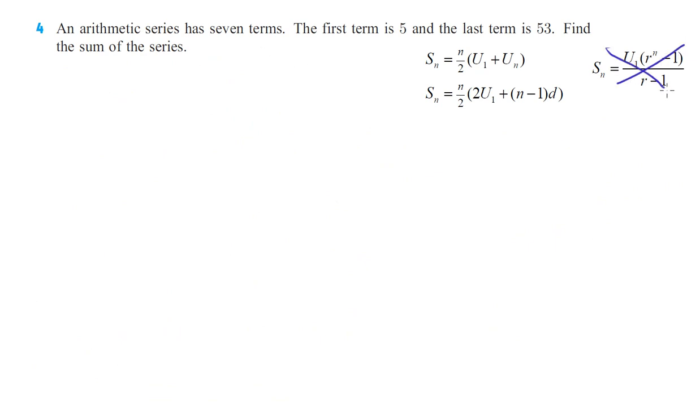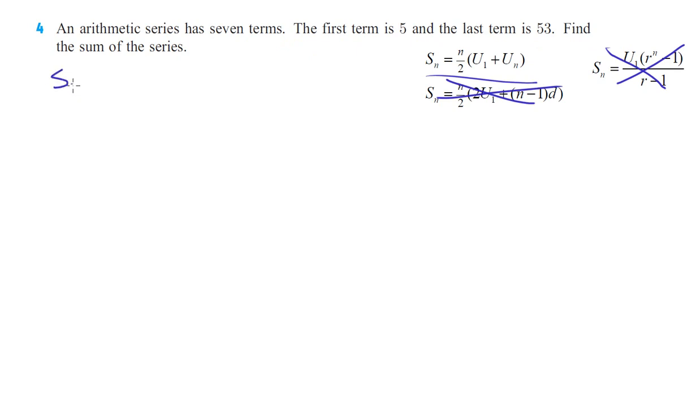So we're not going to use that. It has 7 terms. First term's 5, last term's 53. Find the sum of the series. So it gives us the first and last term and the number of terms. So this here is going to be nice and easy to use, right?